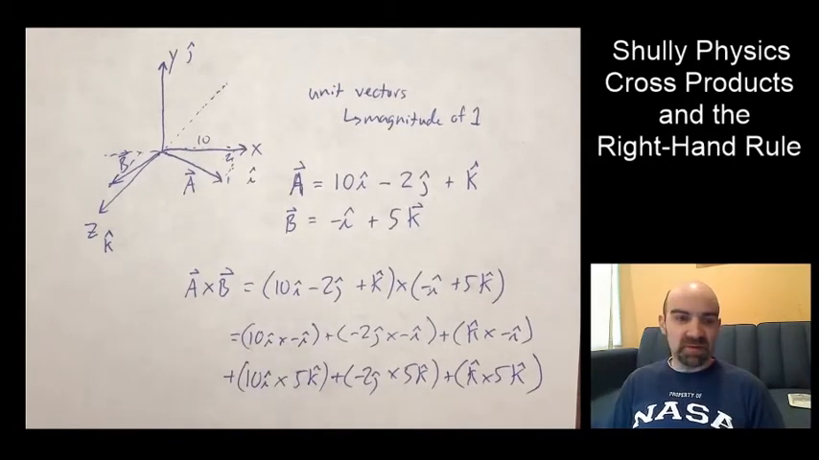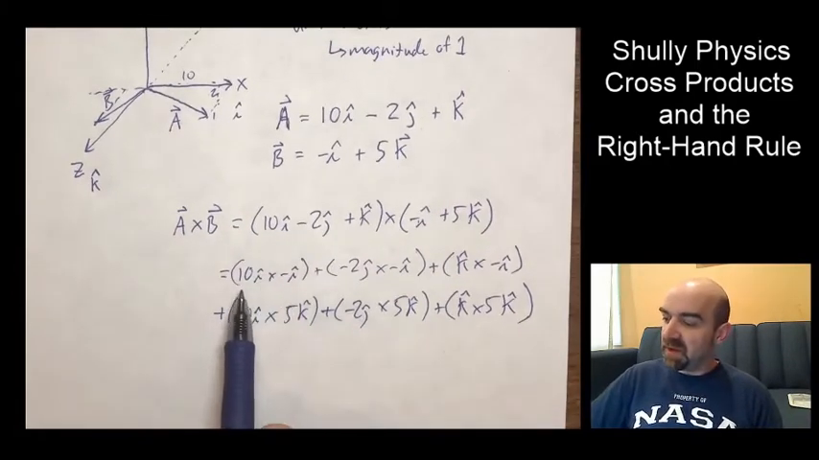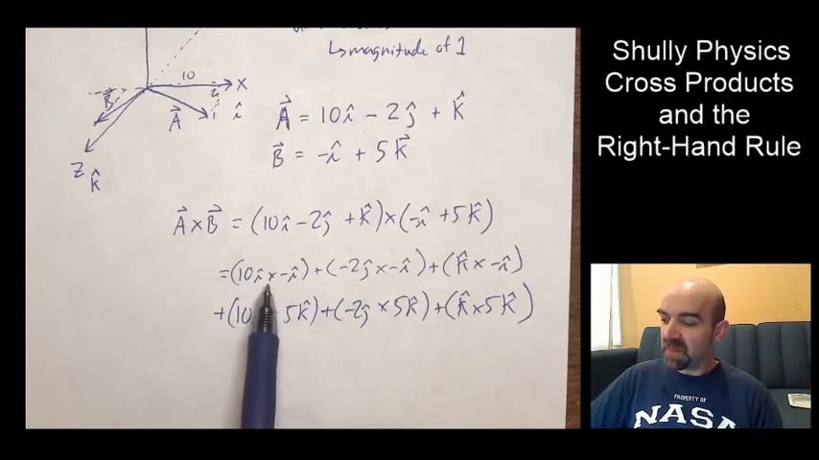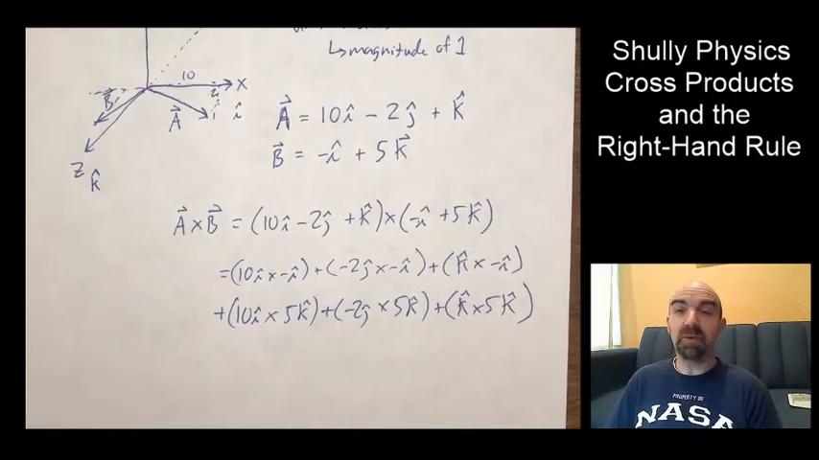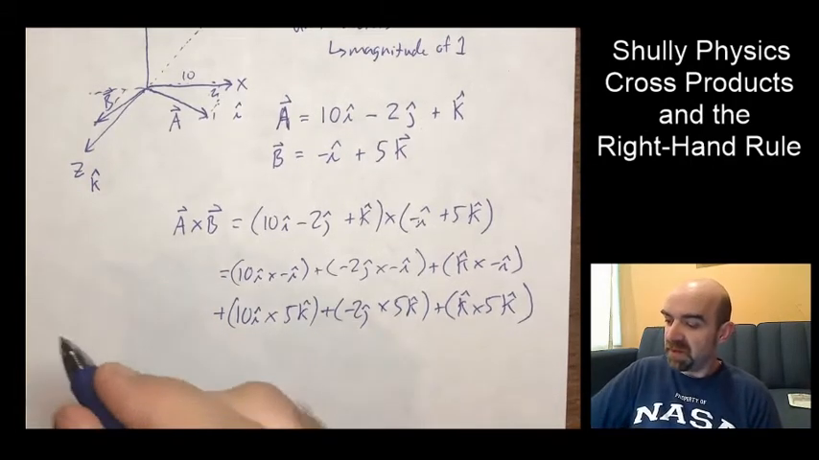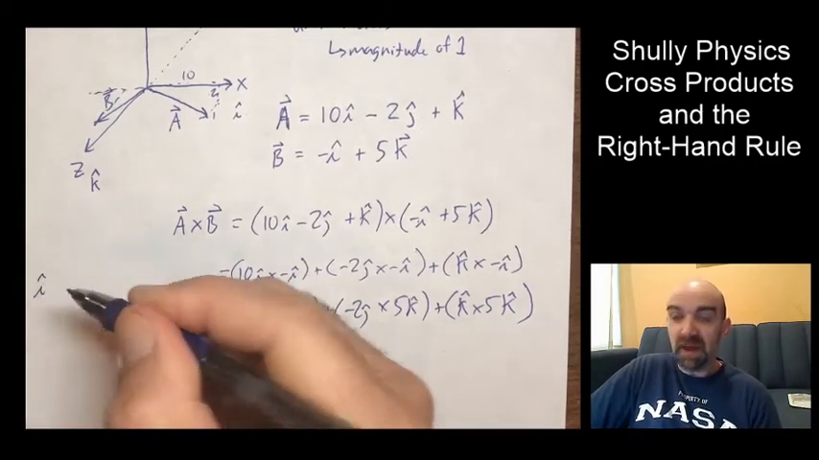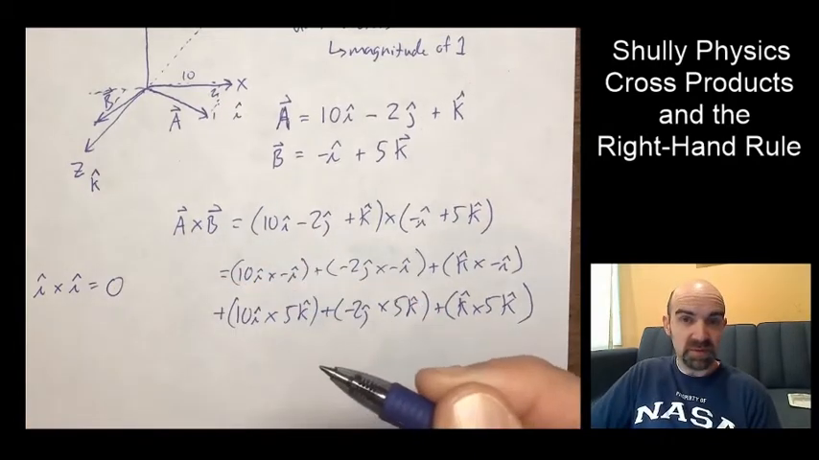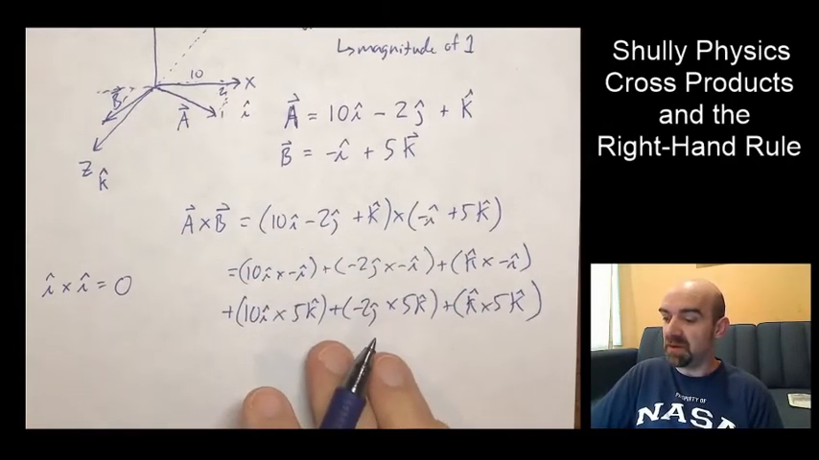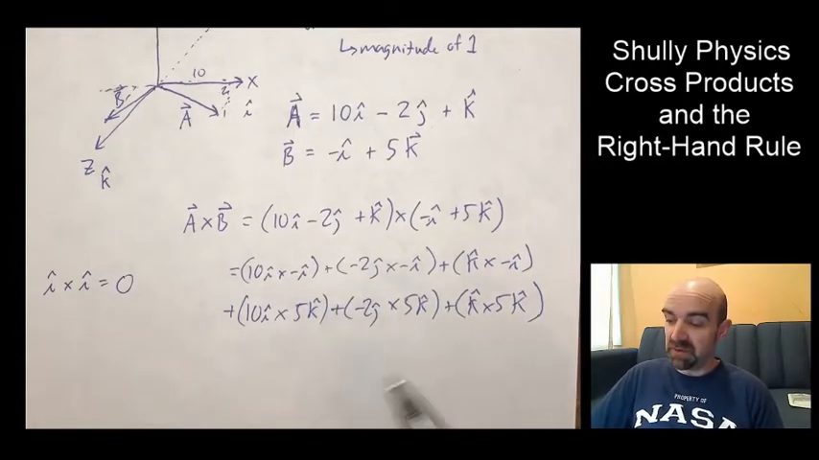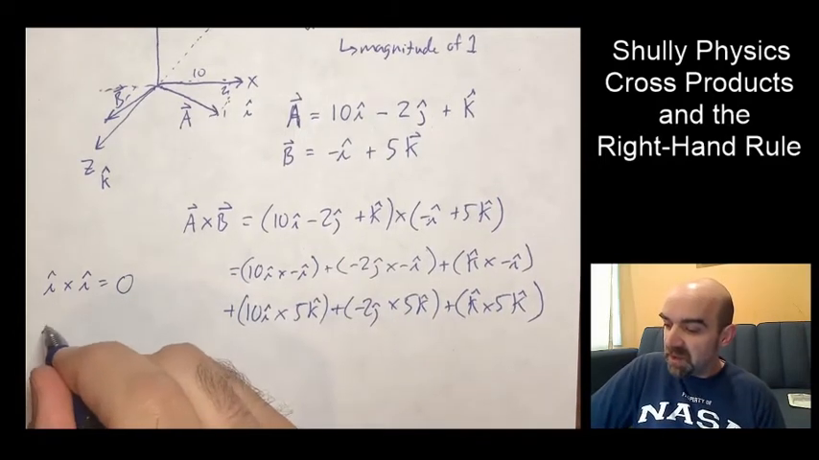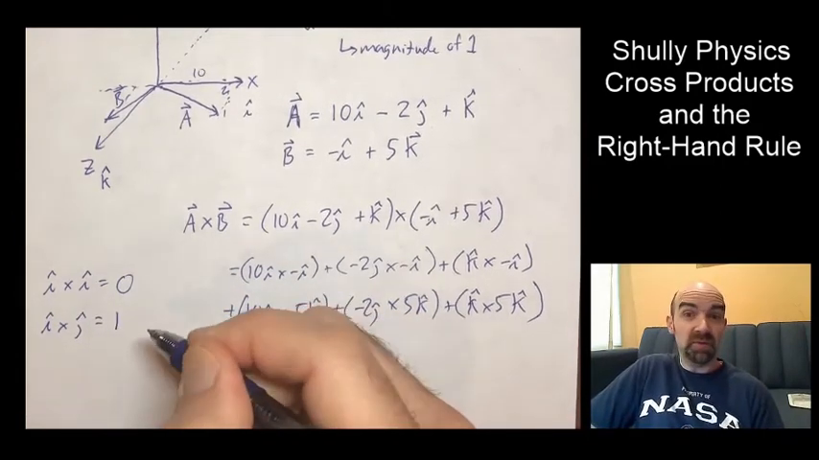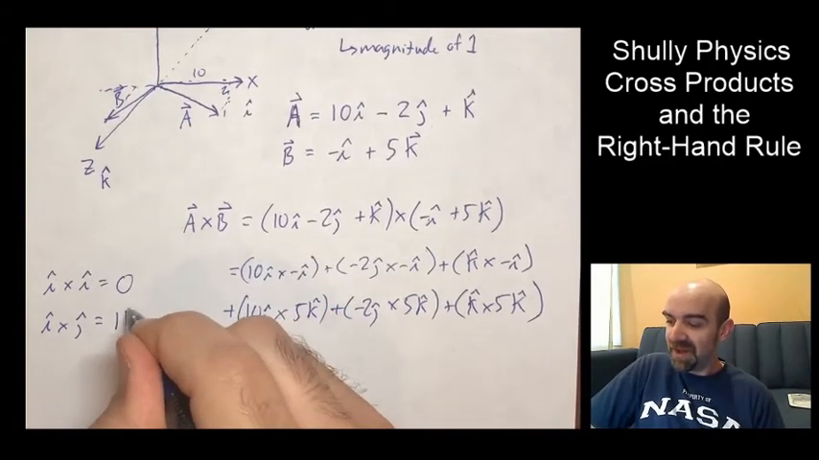What about all these crosses? Well, if we take 10 times negative 1, that's of course negative 10. However, the cross product is the product of perpendicular vectors. So by definition, I hat cross I hat is 0. It has no magnitude at all because it's in the same direction. Those two unit vectors are in the same direction. However, I cross j is 1, has a magnitude of 1, but it also has a direction of k.